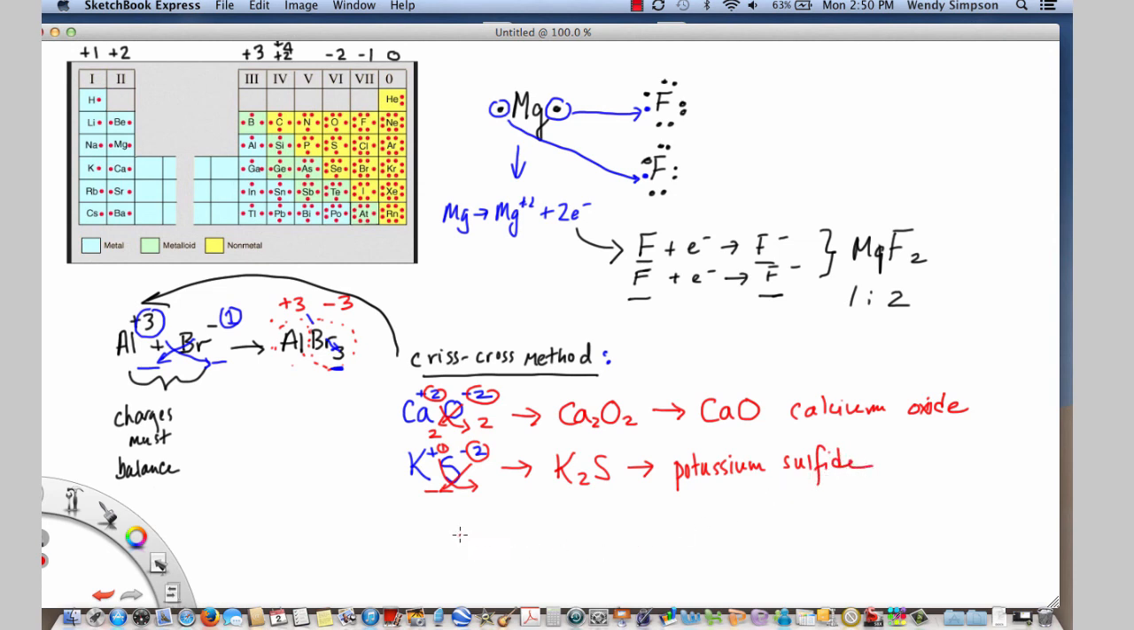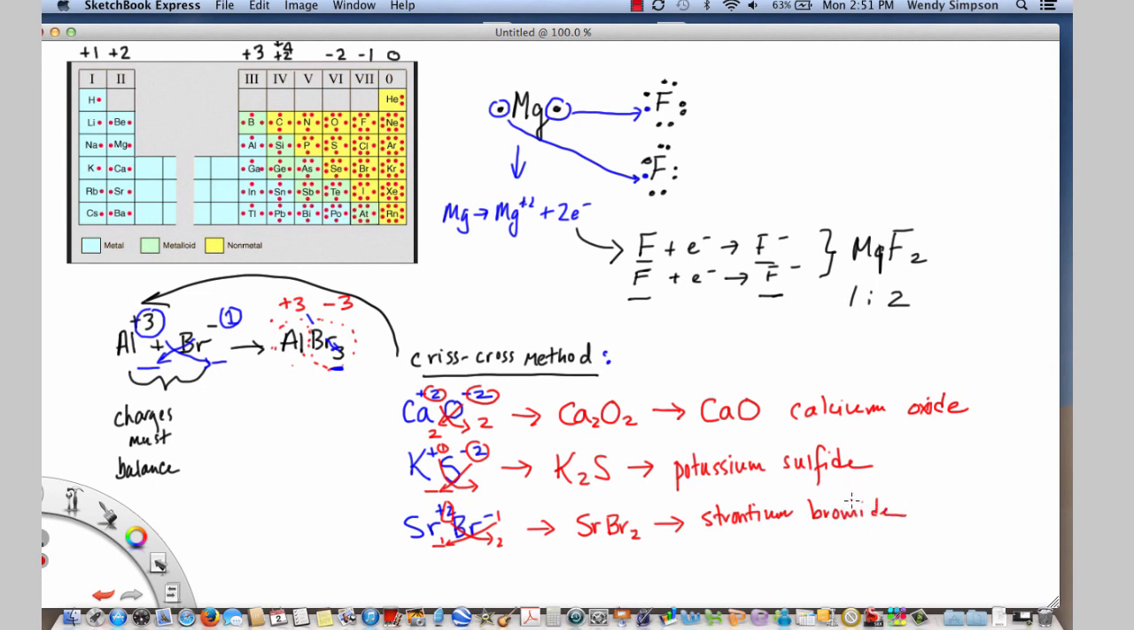Let's take another example. We'll combine strontium with bromine. Strontium is in group 2A. It has a plus 2 charge. Bromine is in group 7A. It has a minus 1 charge. When we employ the crisscross method, the 2 becomes the subscript on the bromine. The 1 becomes the subscript on the strontium. So our formula is SrBr2, and the name of our compound is strontium bromide.